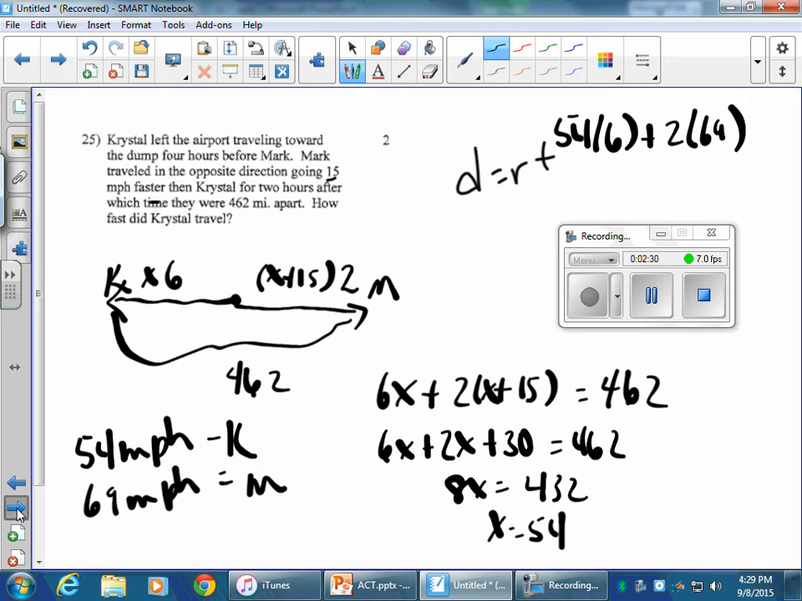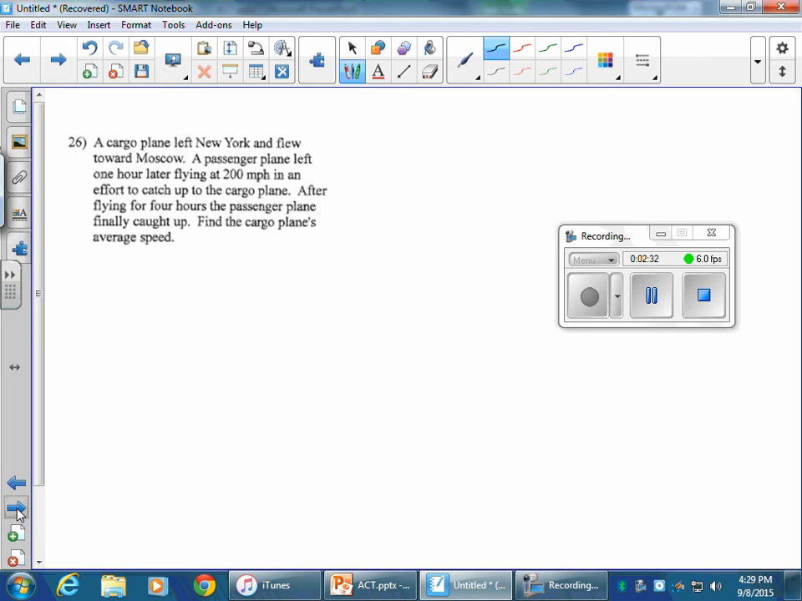All right, question 26. A cargo plane left New York and flew toward Moscow. A passenger plane left 1 hour later, flying at 200 miles per hour in an effort to catch up to the cargo plane. After flying for 4 hours, the passenger plane finally caught up. Find the cargo plane's average speed. So their distances will be equal when they catch up with each other. So rate times time equals rate times time. I'm going to have cargo and passenger plane.